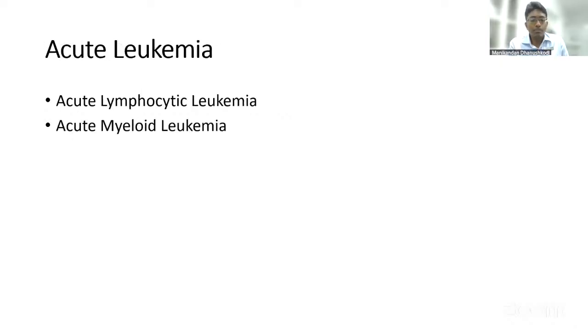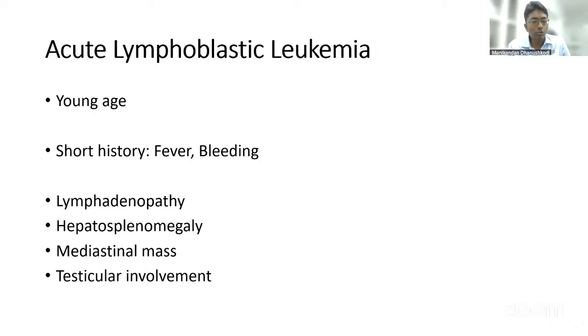Now, a brief idea about acute leukemias. In general, acute leukemias comprise either acute lymphoblastic leukemia or acute myeloid leukemia. Acute lymphoblastic leukemia usually occurs at a younger age, and all acute leukemias have a very short history, either fever or bleeding. In general, ALL presents with lymphadenopathy and hepatosplenomegaly. Patients can also present with a large mediastinal mass, pleural effusion, or testicular involvement. Presentation as an arthritis is very uncommon and has been documented in less than 5% of presentations of acute lymphoblastic leukemia.